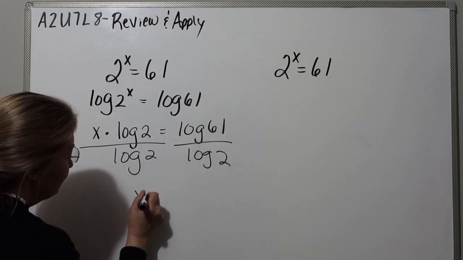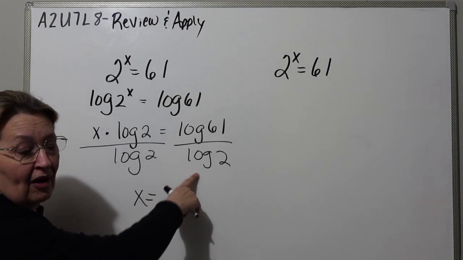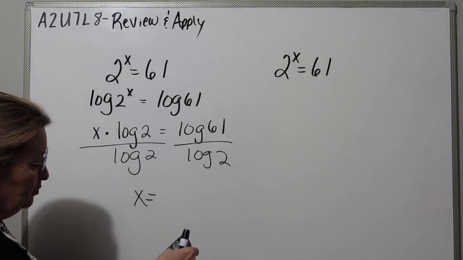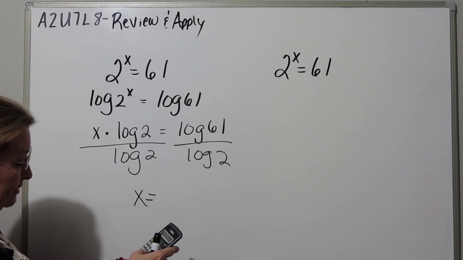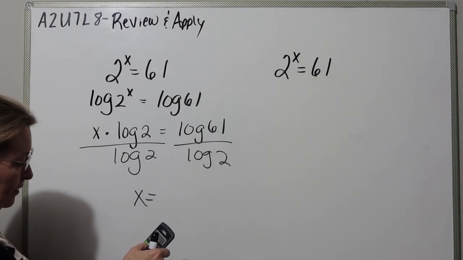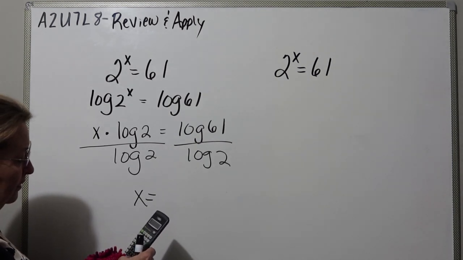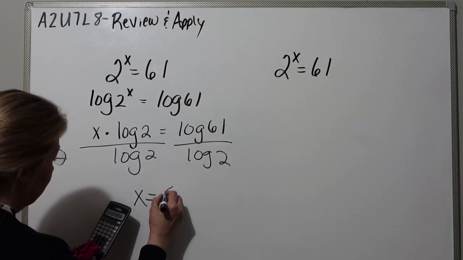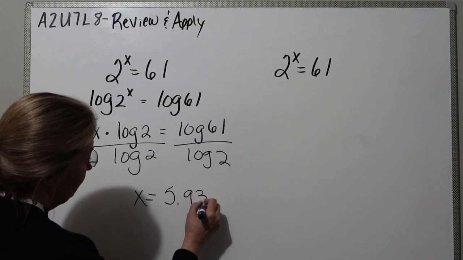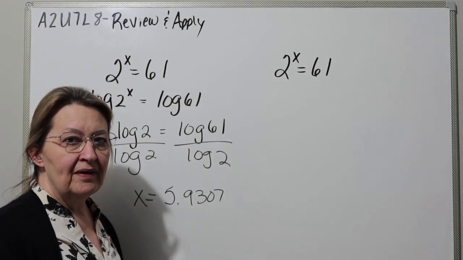And I have x equals, and if you look, this is your change of base right here. So all you have to do is put that in your calculator as log 61 divided by log of 2, and you get x is equal to 5.9307. Now let's look at method 2.